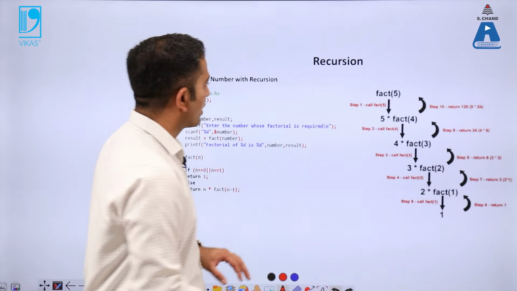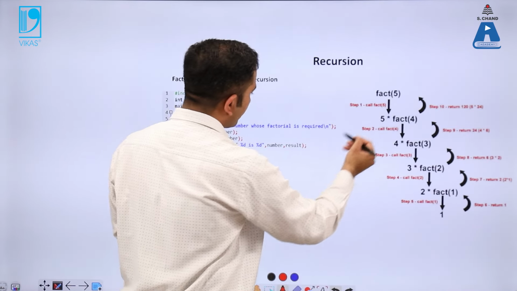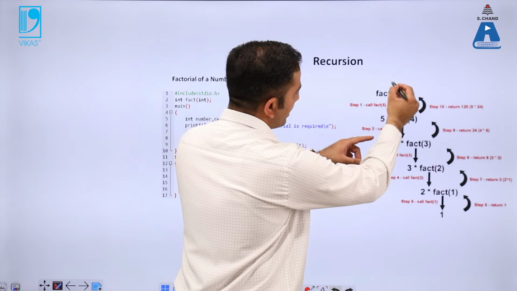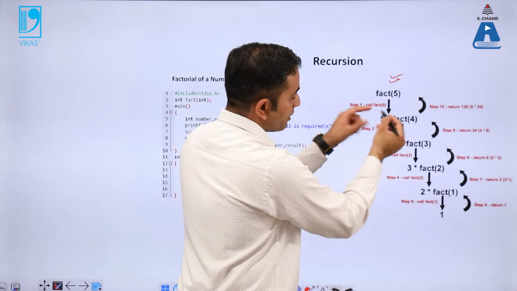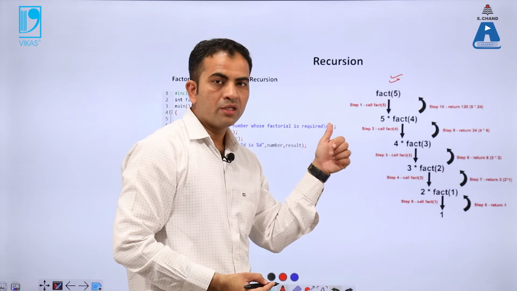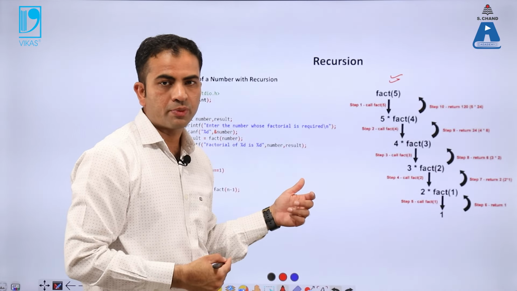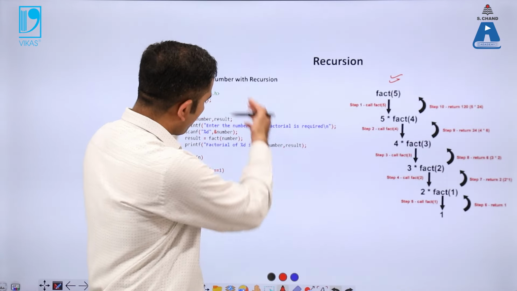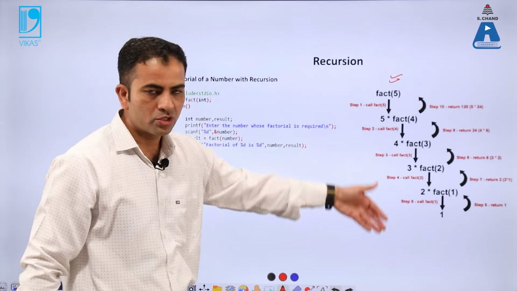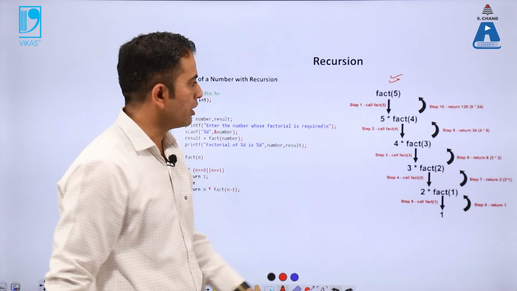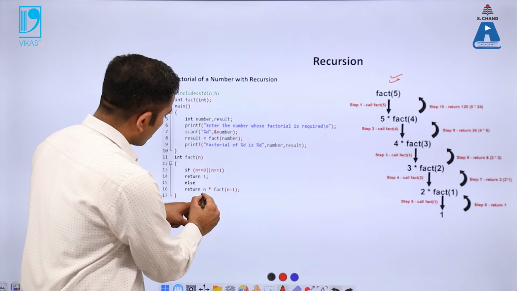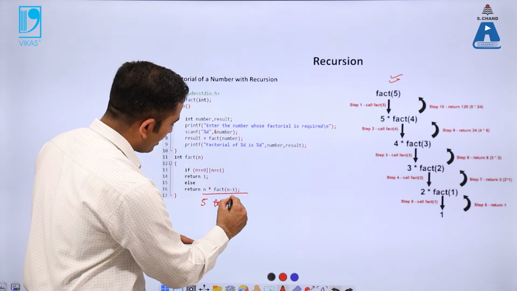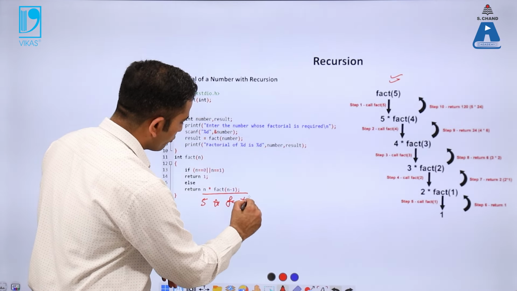This one, okay. Step 1 is call fact 5 multiplied by fact 4. Okay, my initial number is now 5. Previously I explained when the number was 3, and here the number is 5. Okay, program is same. Understand how it is going to do the recursive calling. Okay, so this particular operation is what? 5 multiplied by fact 4.